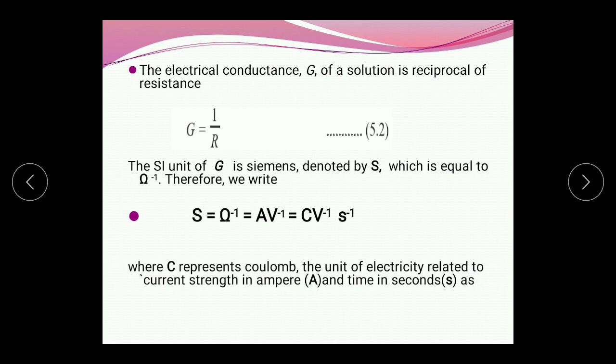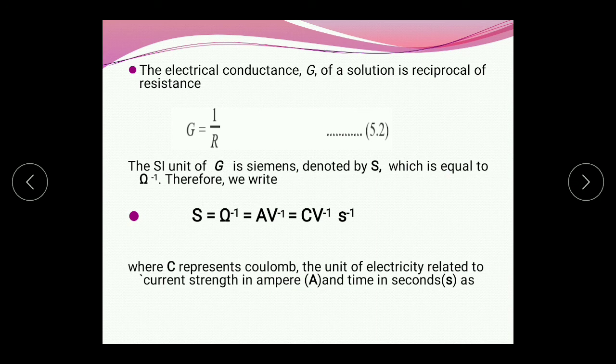That means, exactly opposite to resistance, it will be A into V raised to minus 1, equal to C into V raised to minus 1 into small s raised to minus 1. Now what are C and small s here? C represents Coulomb, which is the unit of electricity related to current strength in ampere and time in seconds. Small s represents seconds, time in seconds.